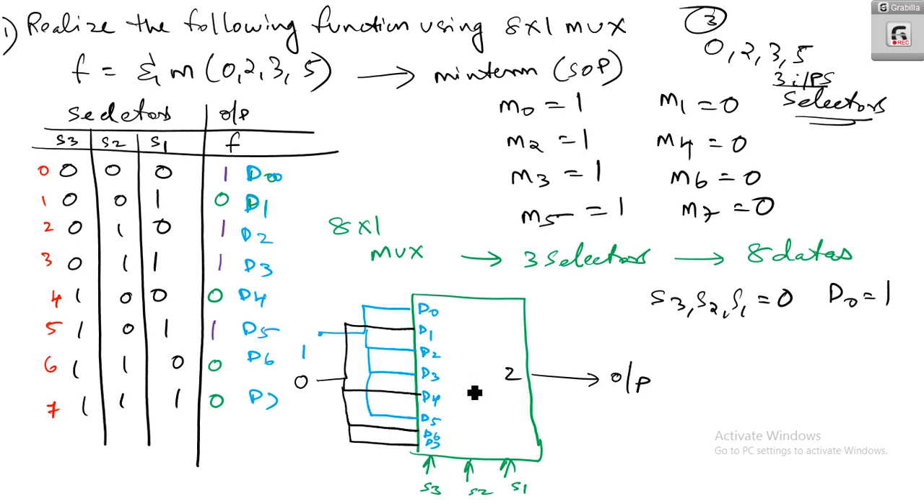So this is basically an 8 by 1 multiplexer. Hope you have understood the concept of realizing a simple function using multiplexers. Going into the second question.